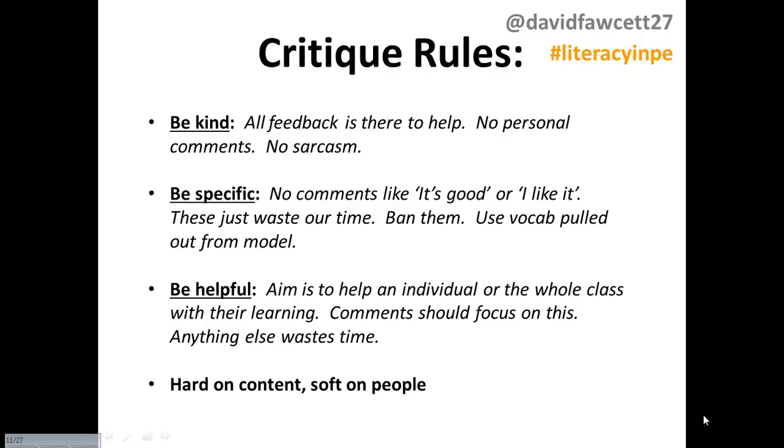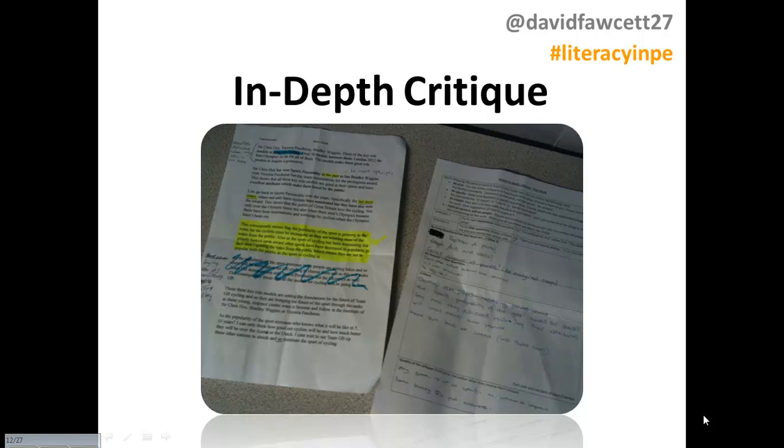It's the work we're trying to improve, we're not trying to big up or put down the actual writer themselves. Now, as I said, there's a time that you actually have to do a formal class critique, and one version is where you do an in-depth critique. So I modelled how to do this to the students with a piece of work, and then I got them to go away and do it themselves.